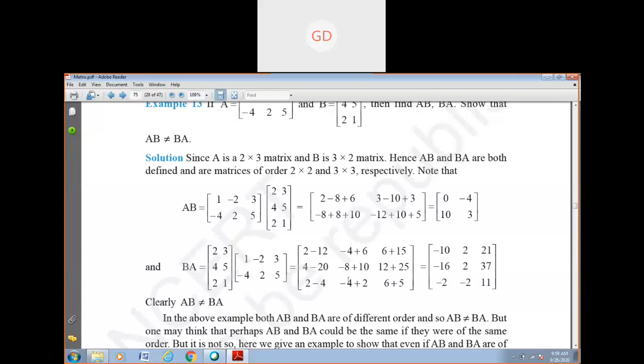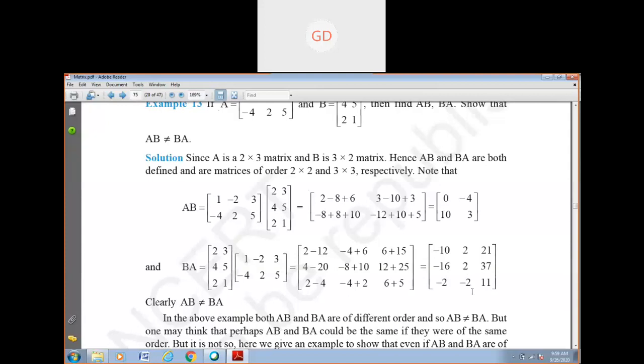Now multiplication is over: first row into first column, second column, third column, and similarly by the second row and third row. So we have this matrix. After simplification, we got this one. It is a 3 by 3 matrix.